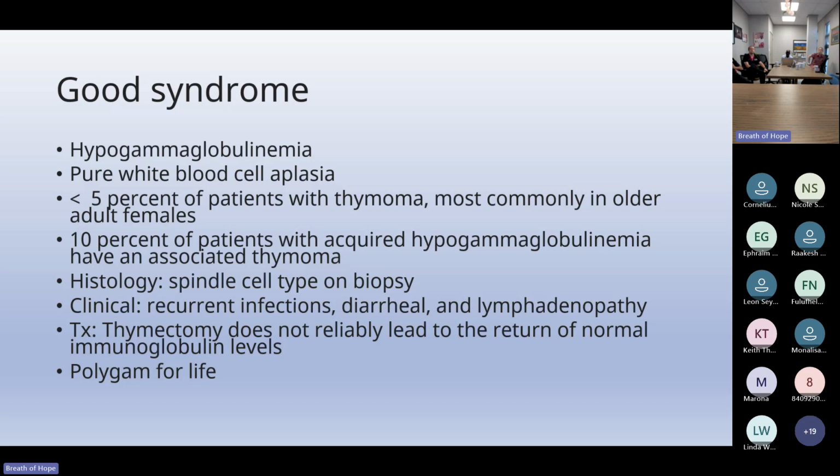Thymectomy does not reliably lead to the return of normal immunoglobulin levels. They might be candidates for polygam. And that tells you again, once you see a patient with underlying low globulins, you need to consider a CT chest or chest X-ray to screen for a thymic mass.